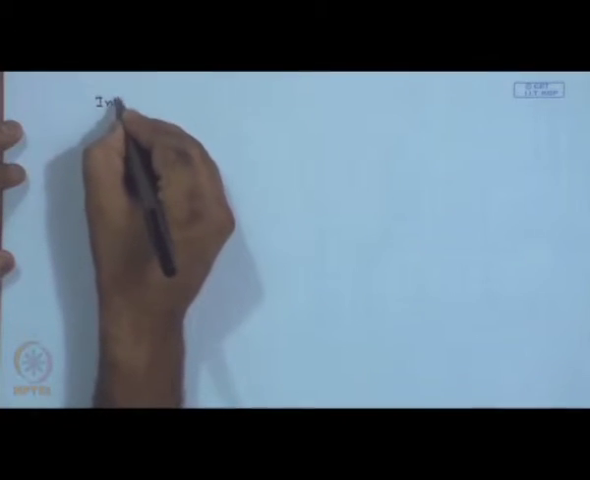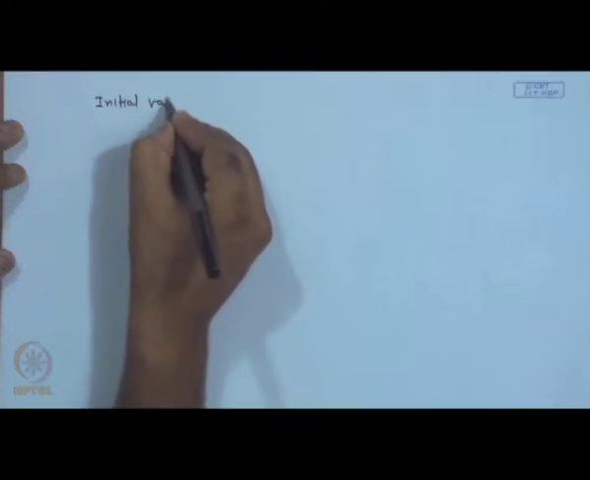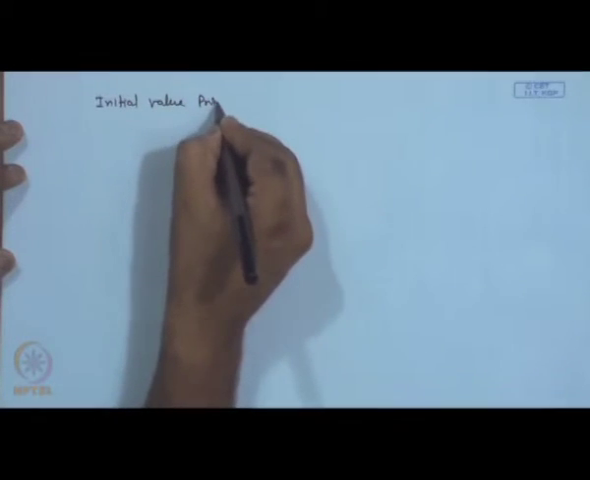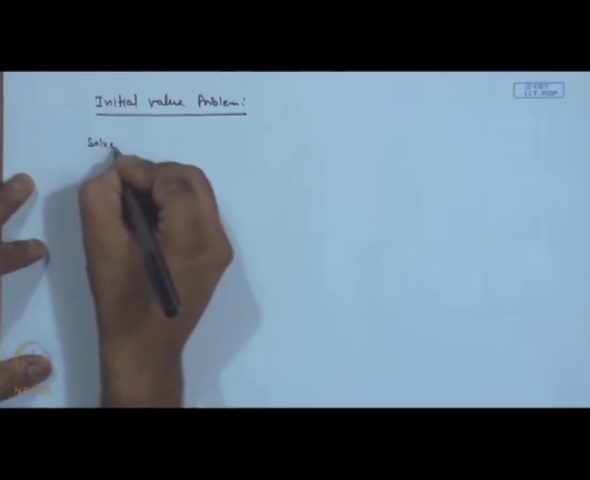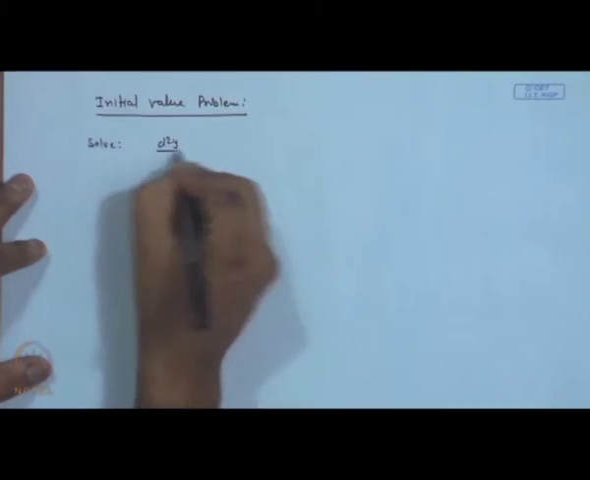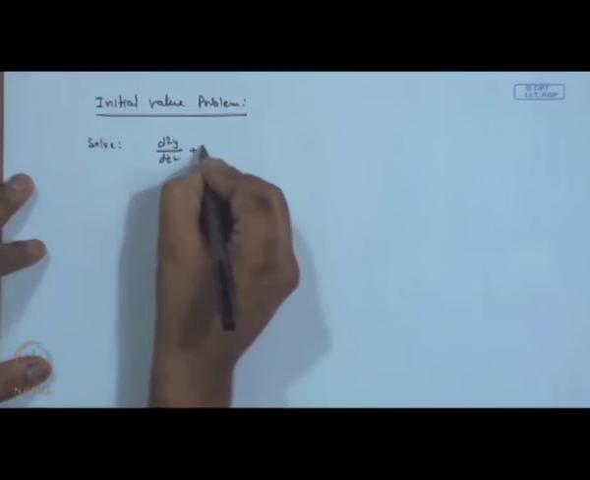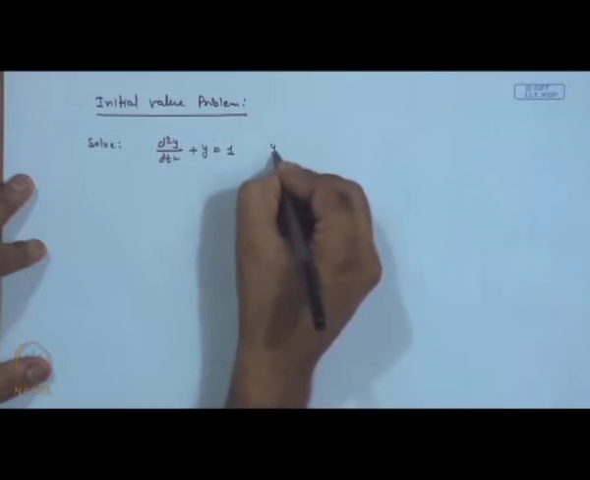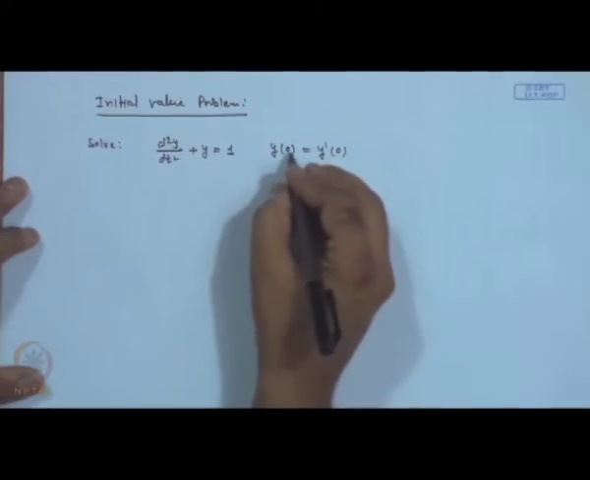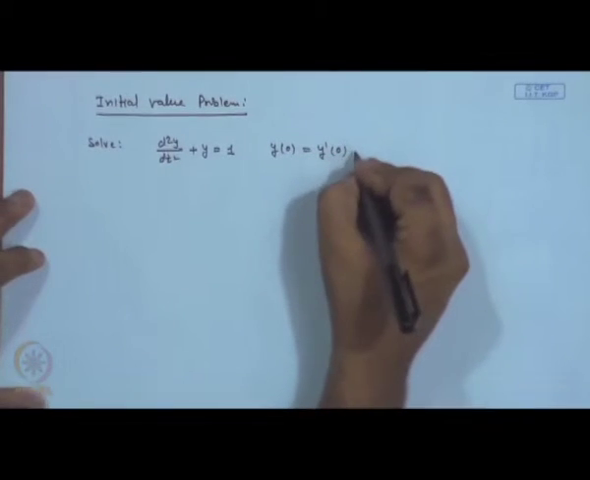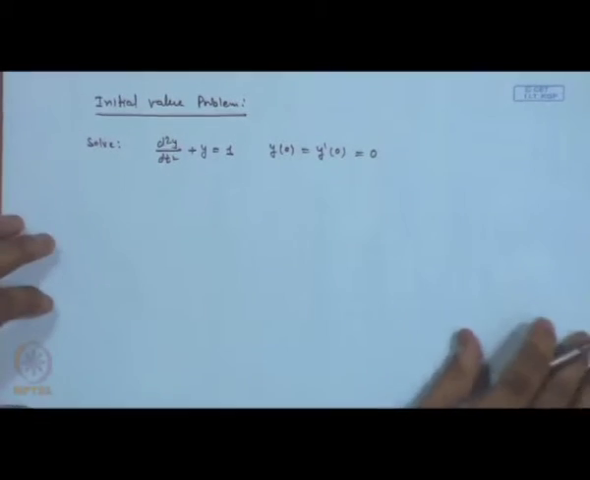So, let us start with the initial value problem. In this problem we want to solve d squared y over dt squared plus y equal to 1, and the given initial conditions are y at 0 and the first derivative of y at 0, both are 0. So, very simple initial conditions.